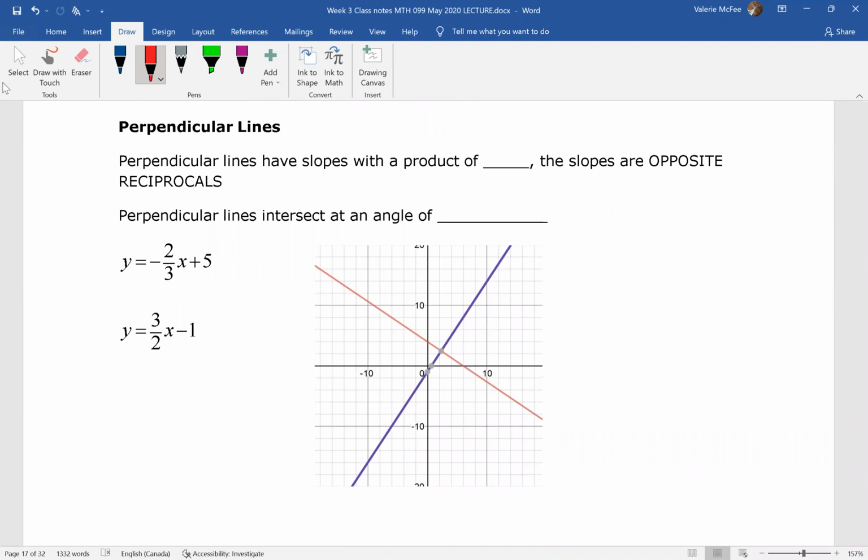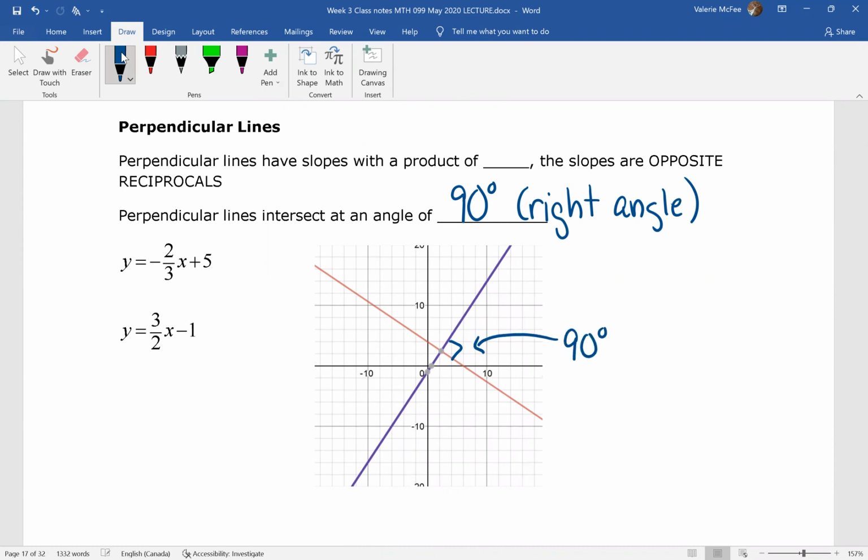Perpendicular lines are lines that meet or intersect at a right angle. They intersect at an angle of 90 degrees. This is known as a right angle. We show that by drawing a box at that intersection. This tells me that this is a 90-degree angle and that these lines are perpendicular.